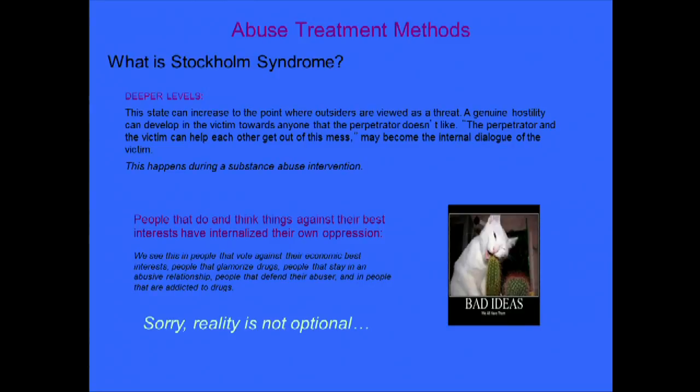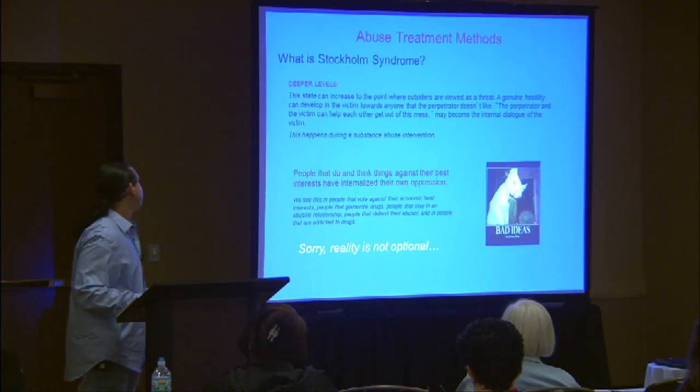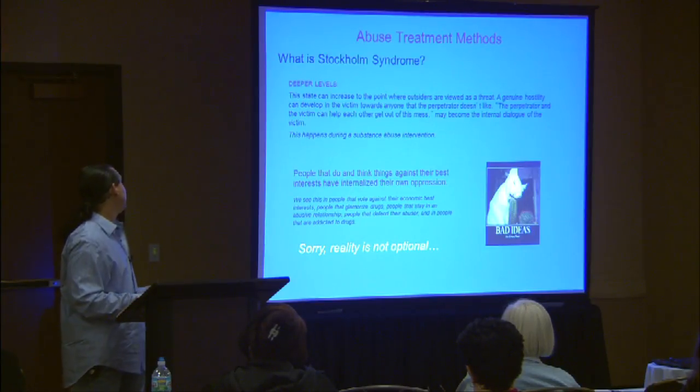People that do and think things against their best interests have internalized their own oppression. We see this in people that vote against their economic best interest, people that glamorize drugs, people that stay in an abusive relationship, people that defend their abuser, and people that are addicted to drugs. And the comment is, sorry, reality is not optional. So oftentimes you'll see in Stockholm Syndrome with clients that I work with, there's going to be a denial or minimization of what happened to them.